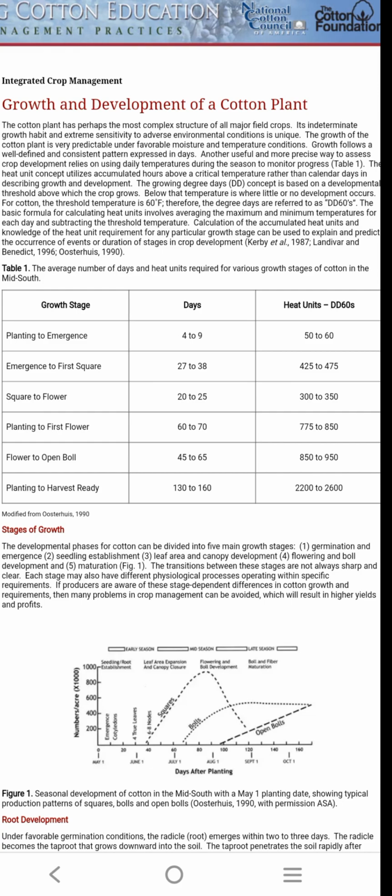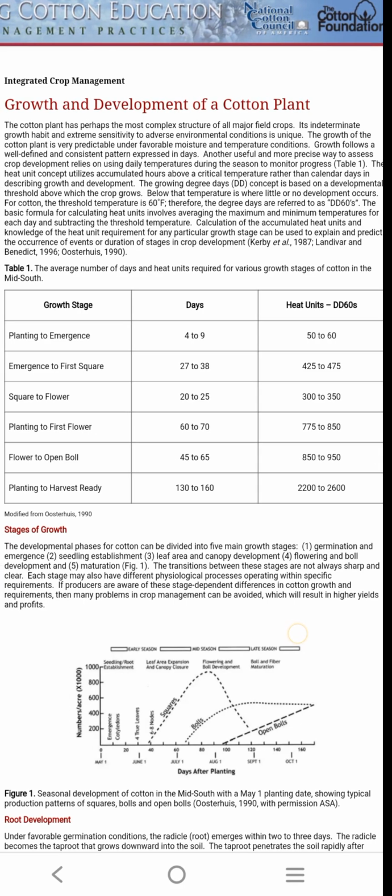Just see table 1 in this picture, the average number of days and heat units required for various growth stages of cotton. First of all, heat units means the growing degree days. In agriculture, the developmental threshold is the temperature which the crop needs, called the threshold limit. Above the threshold limit, the crop gets damaged. Below the threshold limit, the crop also gets damaged. In layman's language, I am explaining so that people without knowledge of agriculture concepts can understand.